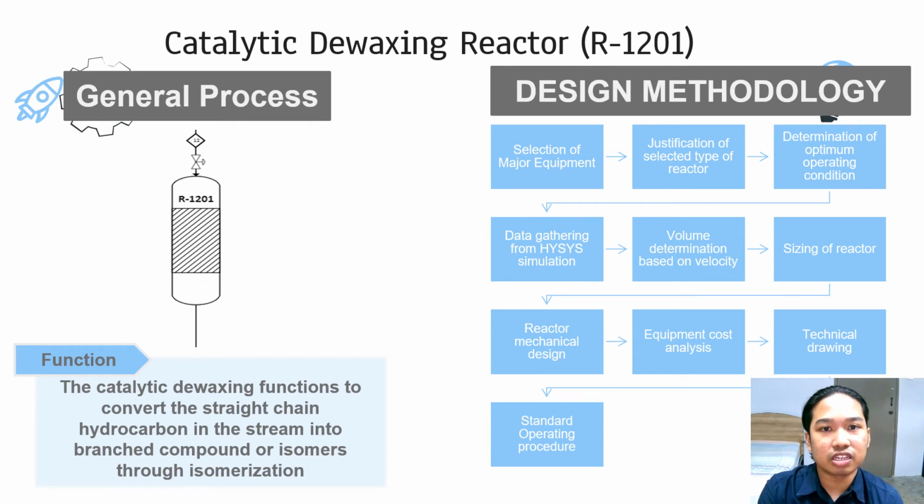After that, we proceed with the mechanical design. After completing the mechanical design, we can calculate the cost. Then we proceed with the technical drawing and lastly do the standard operating procedure.